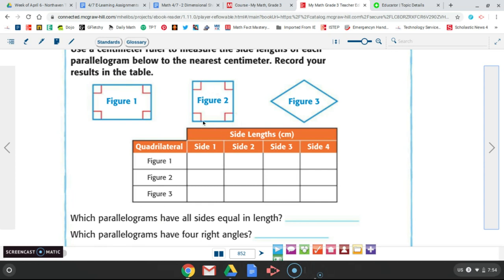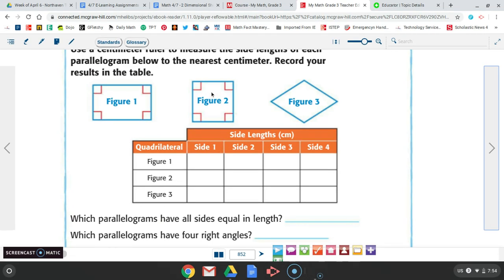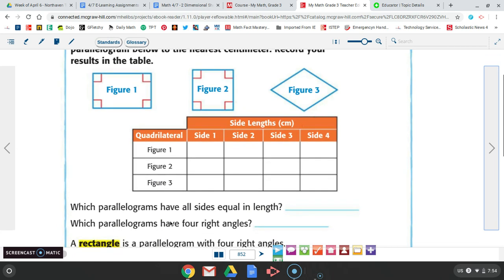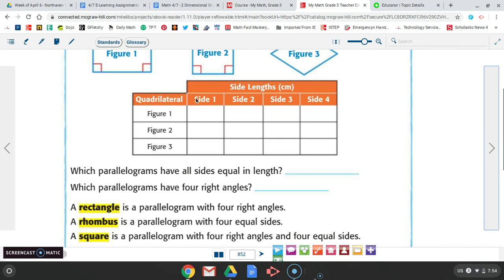Okay, so that would be figure 2, all the sides are the same. And figure 3, all of the sides are the same length, okay? Which parallelograms have 4 right angles? Well, you can see we have squares in the corner of figure 1. So those are all right angles. And we have squares in the corner of figure 2. So those are all right angles as well.